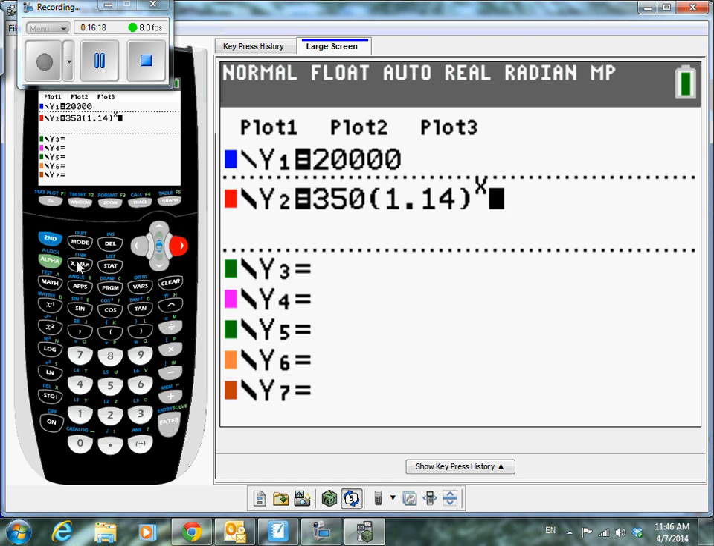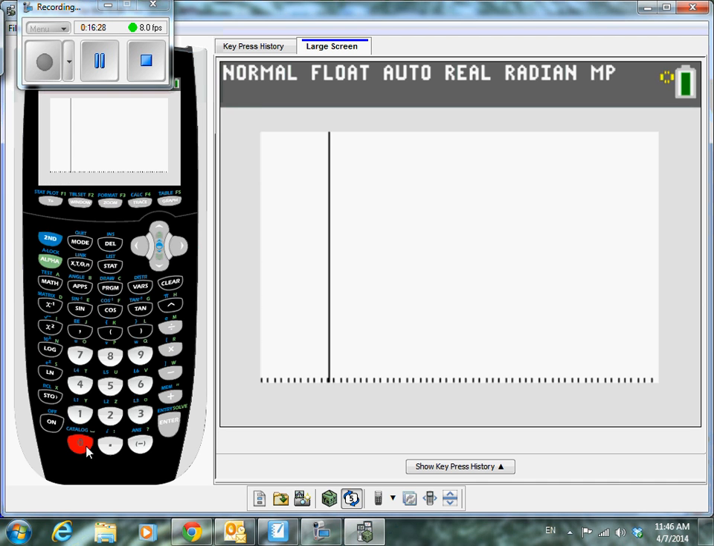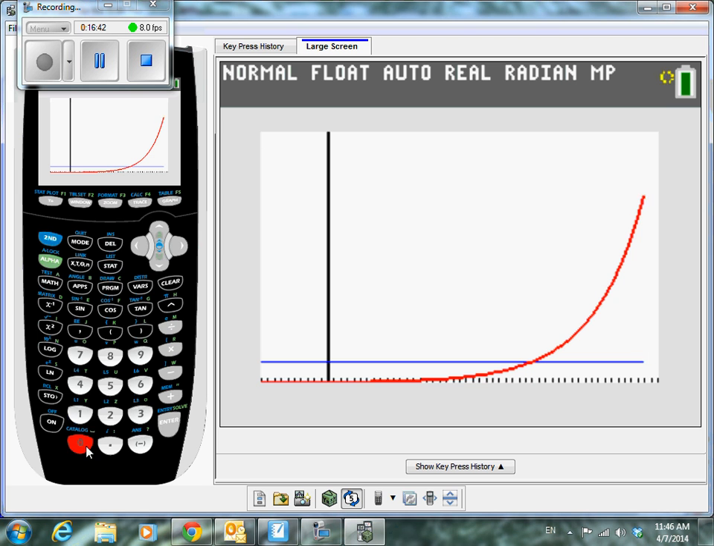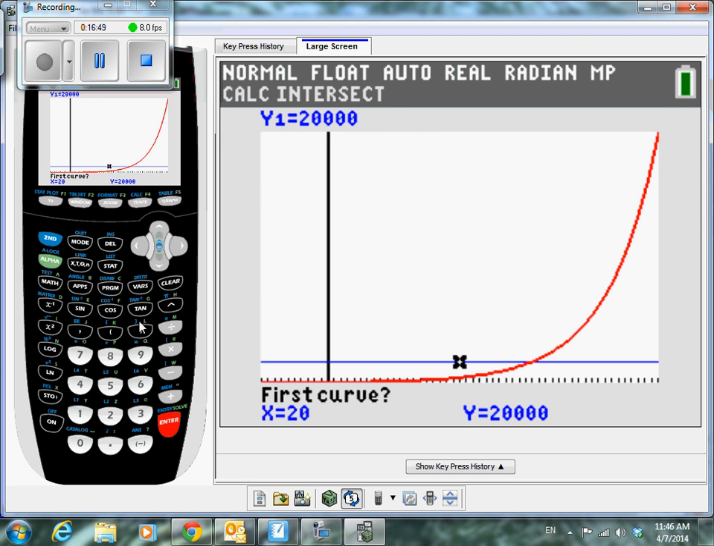Now, one way of going straight to where they meet is to do zoom what? 0. Zoom 0 is the zoom fit. It might show you where they both meet already. So let's see. It did it. Good try. Zoom 0 gave us where they meet. So all I have to do is second trace 5, enter. It's after 30.87 or 30.88.